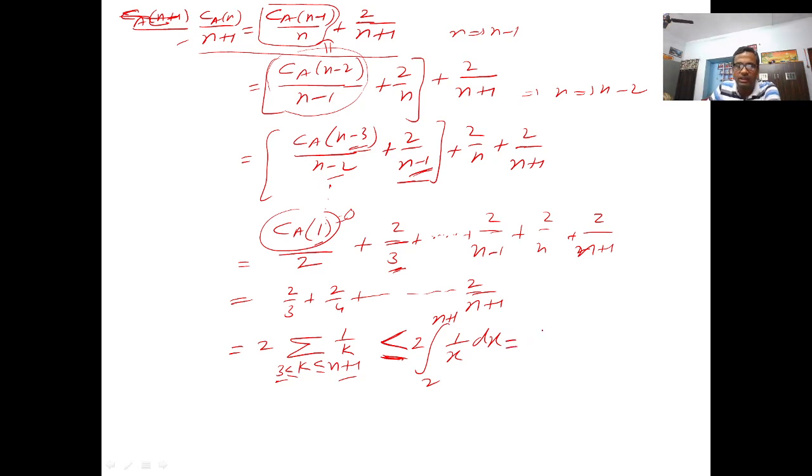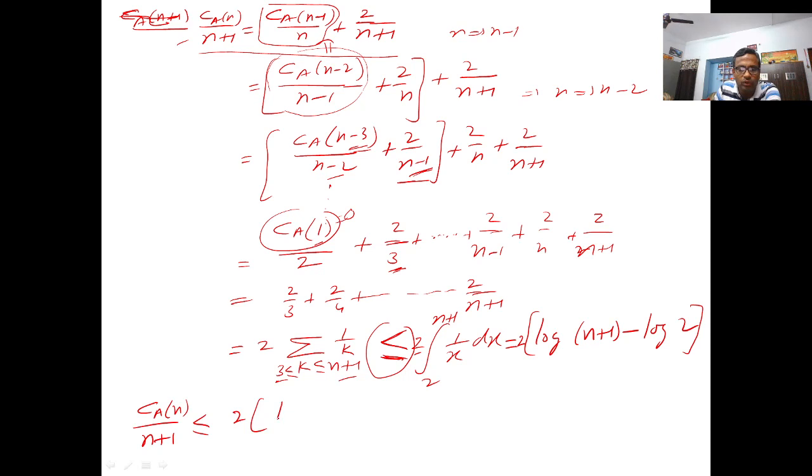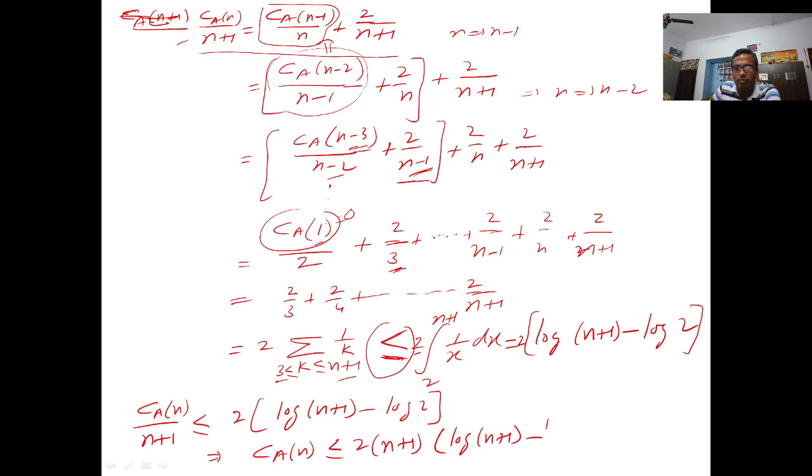Now if we try to solve it, then it is going to have a solution which is equal to log of n plus 1 minus log of 2 base e. And it is multiplied by 2 further. So just by considering this sign, we can write that CA of n upon n plus 1 is going to be lesser than or equal to 2 into log of n plus 1 minus log of 2. Done. Or we can say that CA of n will be lesser than or equal to 2 into n plus 1 multiplied by log of n plus 1 minus log 2.